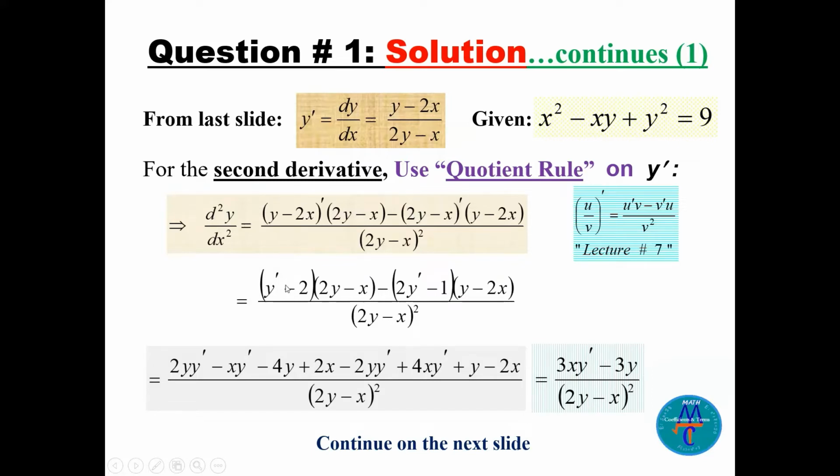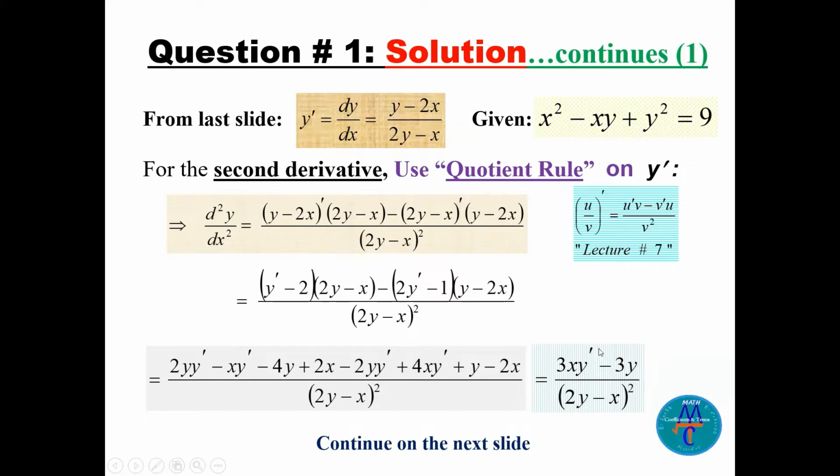So let's multiply here by the FOIL method, y prime times 2y, y prime times x, etc. You can continue, minus 4y plus 2x. Same here, you have to take care of the signs. You simplify, you get 3xy prime minus 3y, please check it, divided by 2y minus x all squared. Now, this is the second derivative.